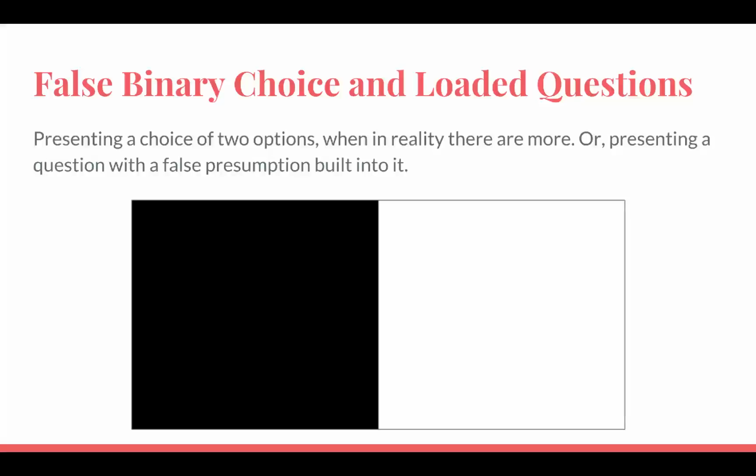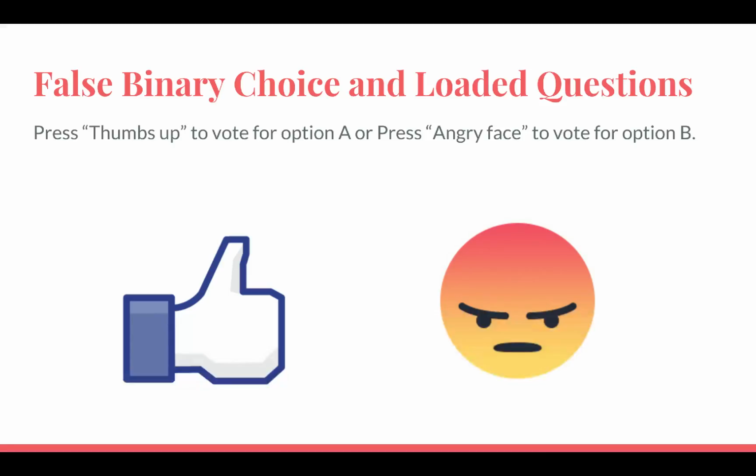False binary choice and loaded questions. So presenting a choice of 2 options when in reality there are many more, or pushing your audience to an answer with a pointed question or a loaded question that presents leading or false information. So let's look at a few examples. This is a really good example that you'll see. This is starting to pop up a lot. It's kind of timely information, so I want everybody to be aware of this one.